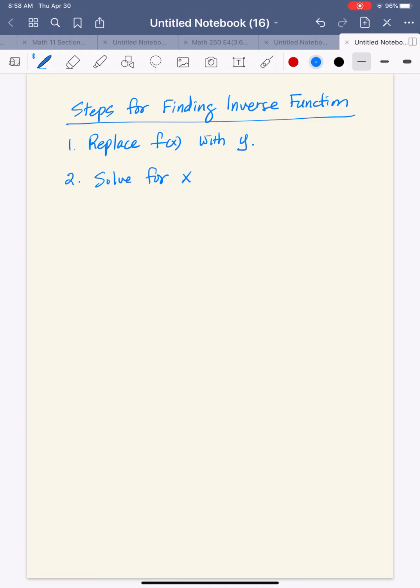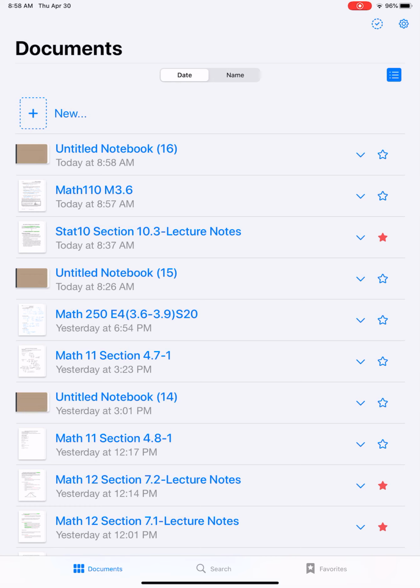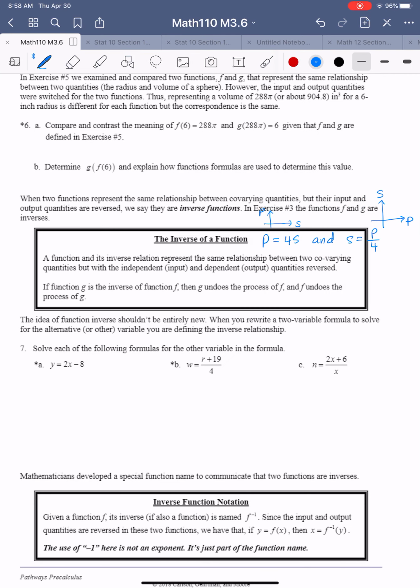All right, so let's go back to our problem. But they already have a y or a w, so there's no function, okay? So you just need to solve for the other variable, so x. Add 8 to both sides, so y plus 8 equals 2x, and divide by 2, and then switch the two sides, x equals y plus 8 over 2. So that's actually what we call the inverse function.